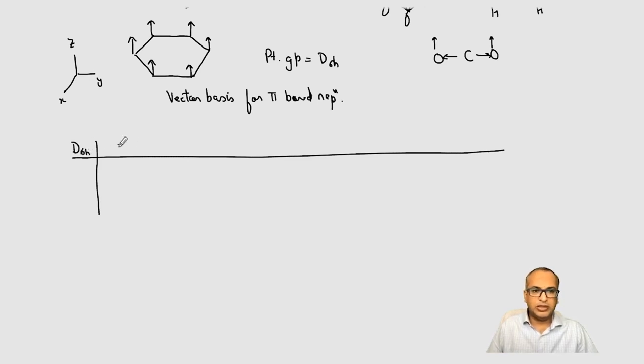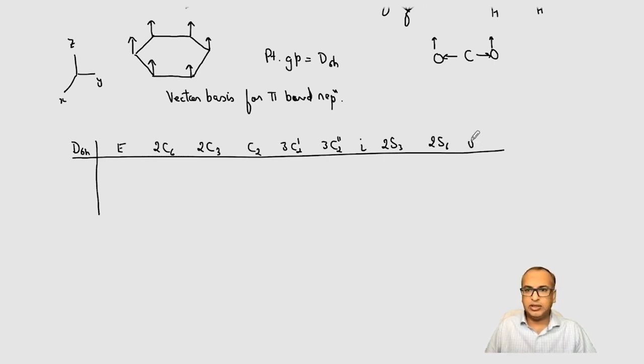Okay, so this is my D6h point group, and these are my symmetry operations under this: 2C3, then I have C2, 3 C2 primes, 3 C2 double primes. We must know the location of each and every symmetry operation by now, so I'm not going to tell you which is where now. 2S3, 2S6, sigma h, 3 sigma d, and 3 sigma v.